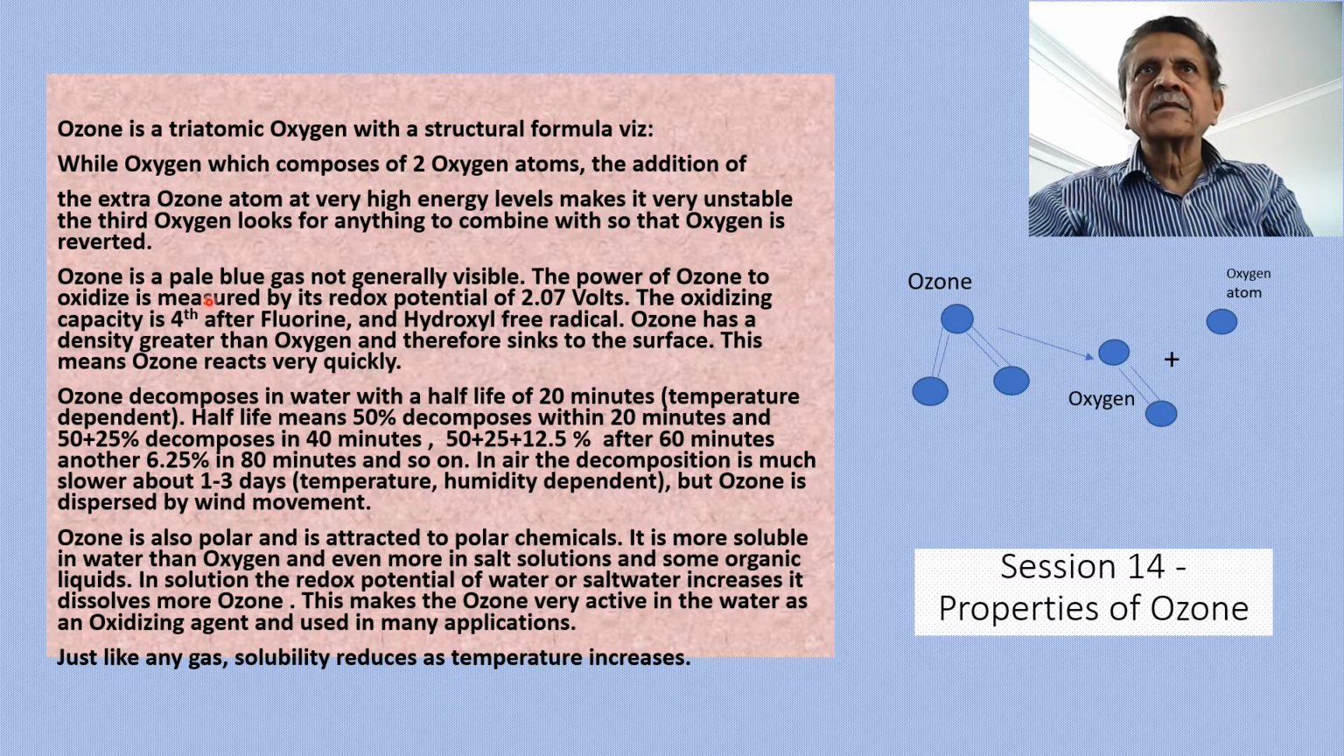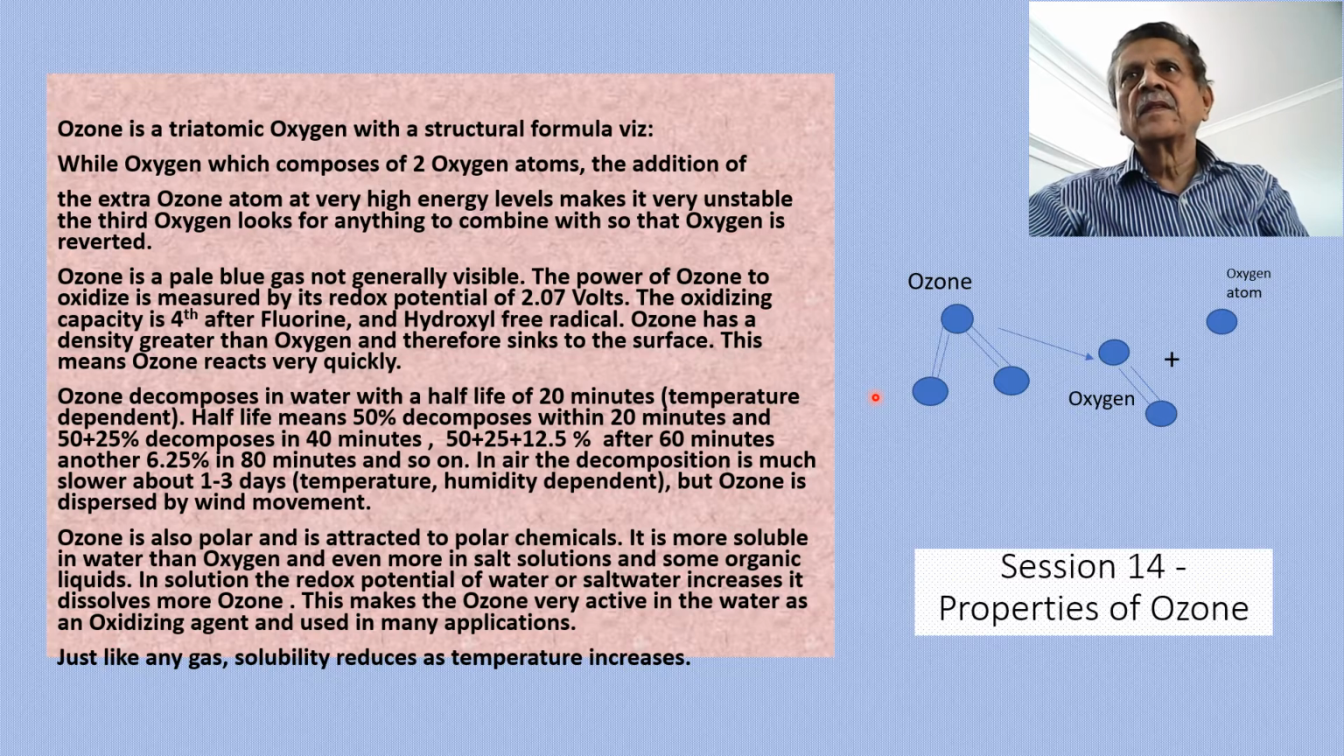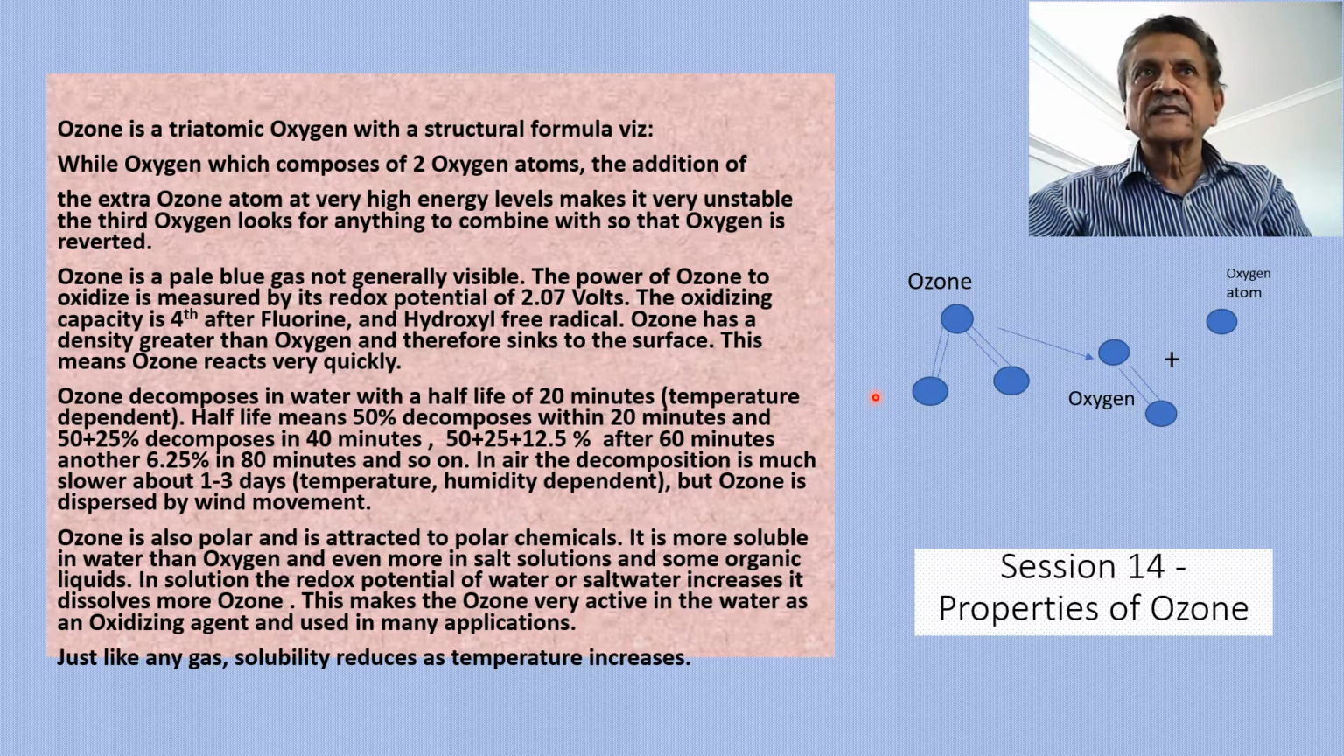Ozone itself is a pale blue gas. It's not generally visible if you bottle up ozone and try to have a look at it. The power of ozone is its ability to oxidize, and it's measured by its redox potential of 2.07 volts. We have done the potential charts very many times, and we also note that the oxidizing capacity is 4th after fluorine and hydroxyl radical.